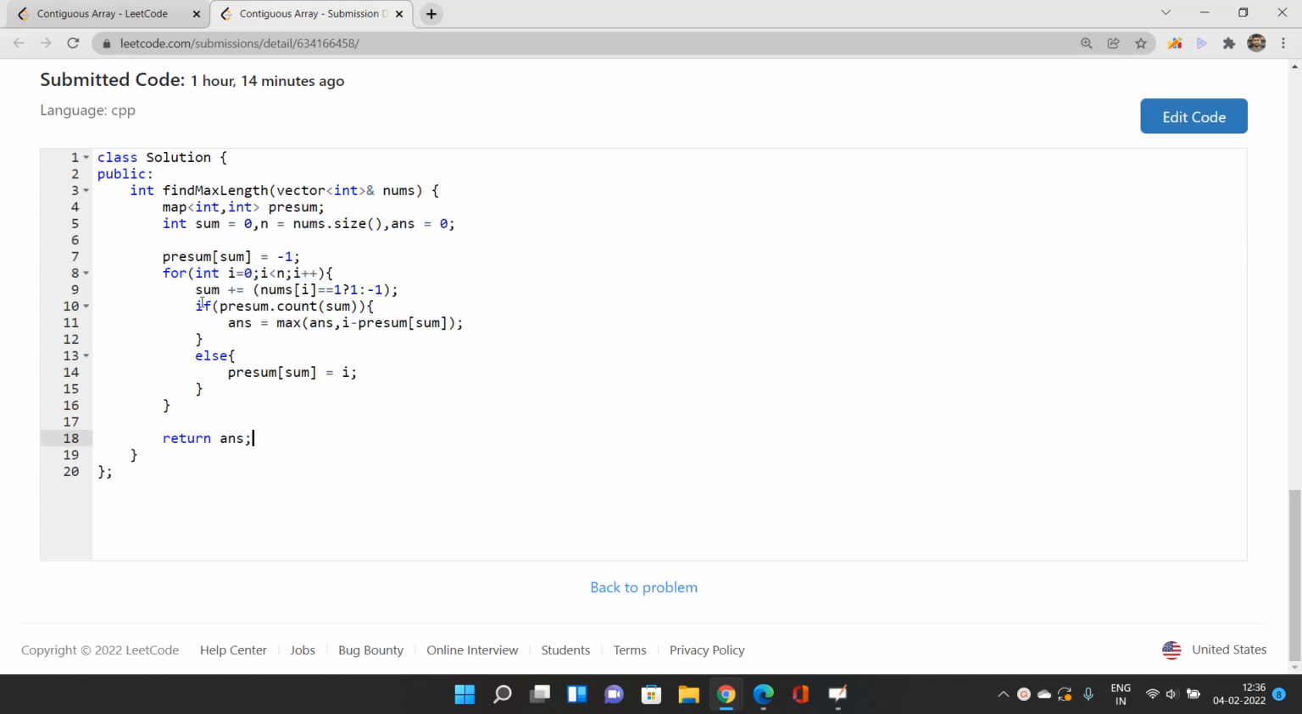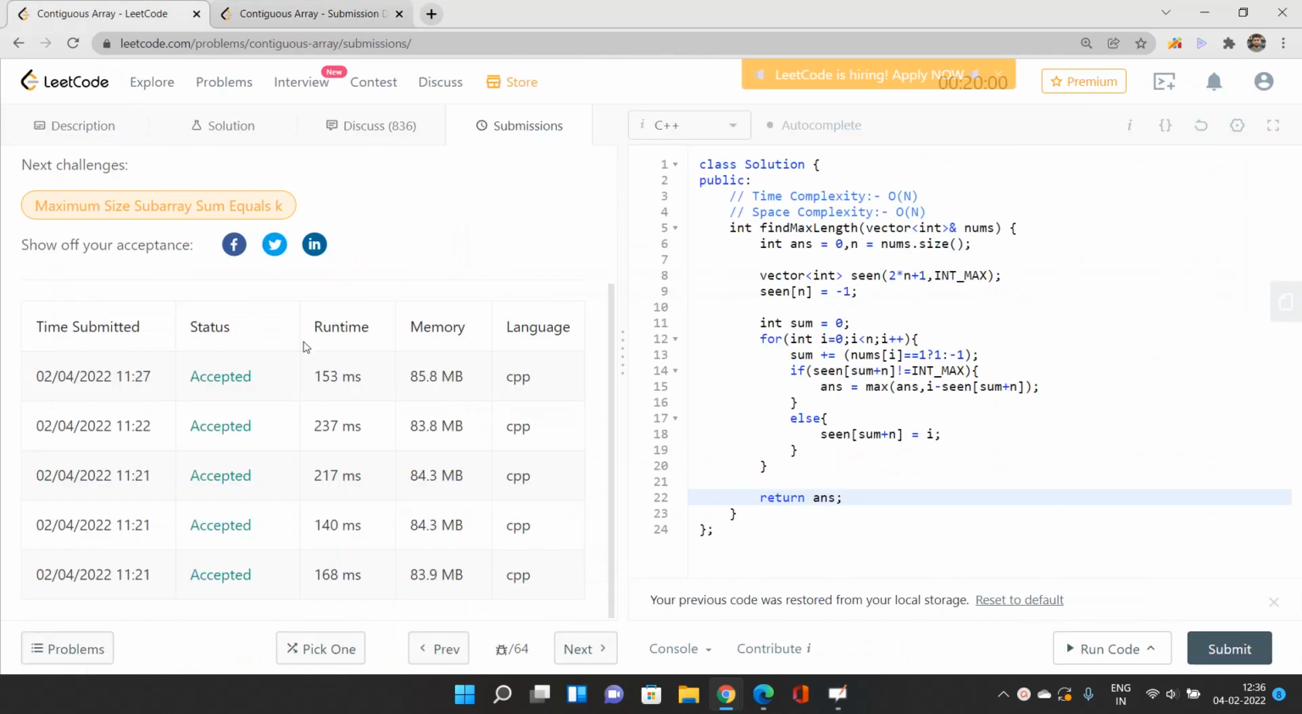Okay, so I iterate for every index and try to fix the right bound of the subarray. When I face nums of i as 1, I will add 1 to the prefix sum, otherwise add minus 1. And when this prefix sum is already seen, you will find out the minimum L, which is the stored value for that sum, and you will find the length of the subarray, and we will try to maximize that. And if this sum is not seen, we will store the entry in this hash table and finally return the answer. So this will give you all test cases passed.